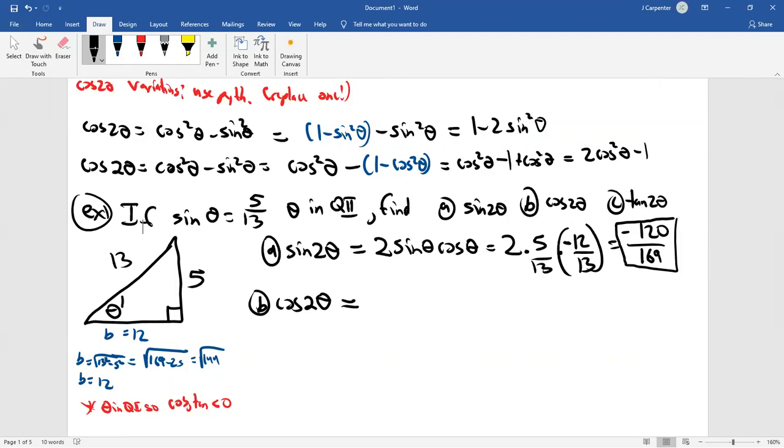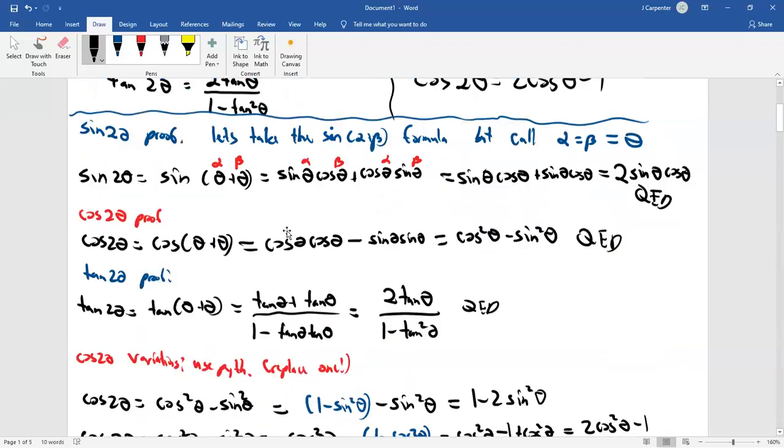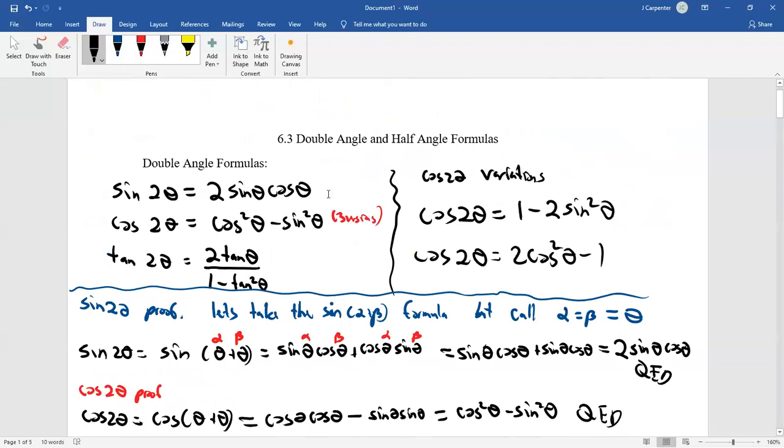The sine 2 theta only gets 1 version. Cosine gets 3 versions because it had a cosine squared and a sine squared in it. It does not matter which variation you use. I will go ahead and point out that these are easier for example 1b, because you would only have to do a single trig evaluation, either the sine or cosine.